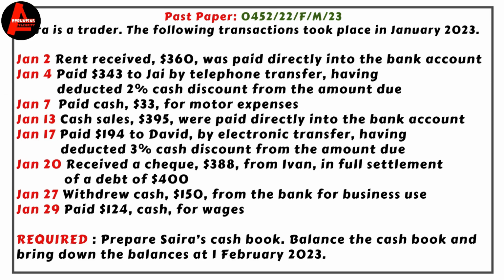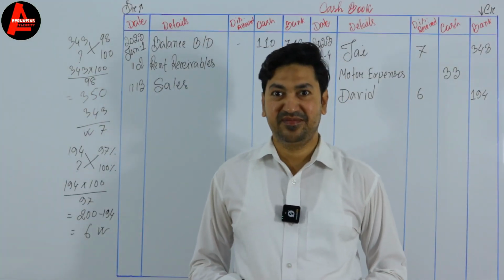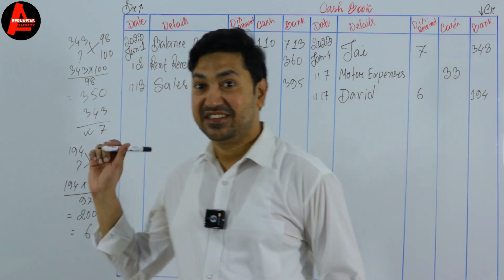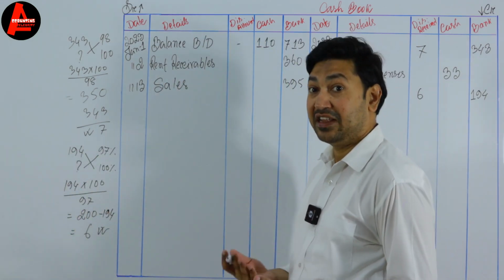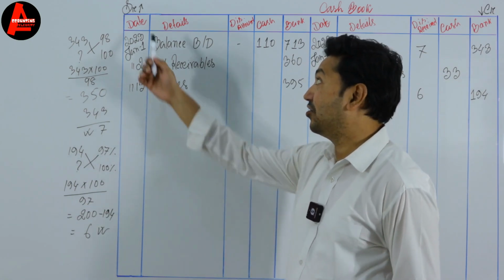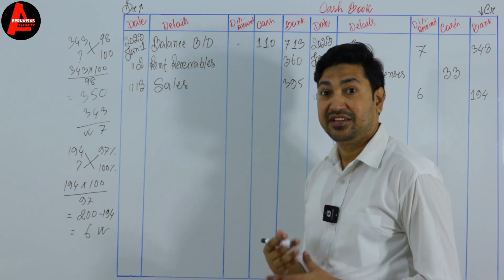Great. Our next transaction is here. January 20, received a check of $388 from Ivan in full settlement of a debt of $400. So received a check, simple, where will it be included? Well, if we say it is debited, you are correct. Received a check means the bank balance will be increased. So increasing bank will be debited. We will record on the debit side.